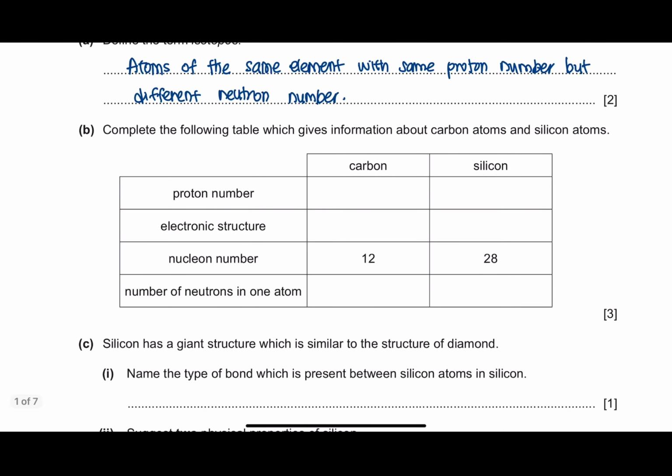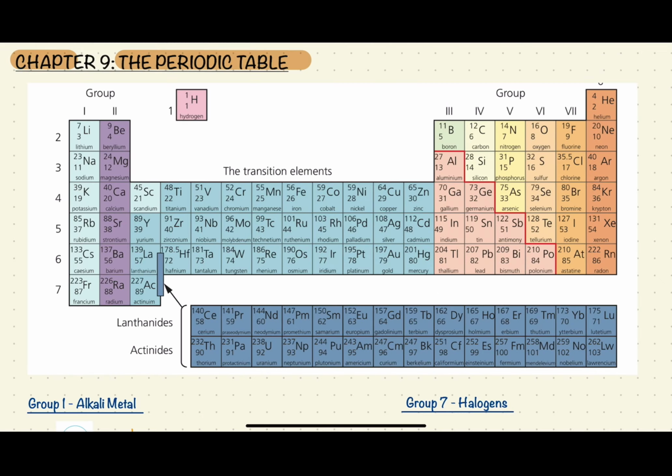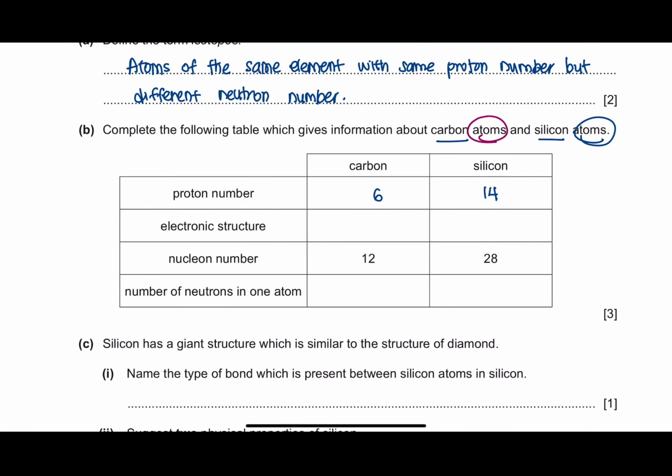B. Complete the following table which gives information about carbon atoms and silicon atoms. So in this table, you need to find the proton number, the electronic structure, nucleon number, and number of neutrons. In order to get your proton number, you can refer to your periodic table and get the number of protons at the bottom here. So as for carbon, there are 6 protons and silicon has 14 protons. Since both these elements are atoms, it means that their proton numbers are equal to the electron numbers. So the electronic structure for carbon would be such that the first shell contains 2 electrons and the second shell contains 4 electrons.